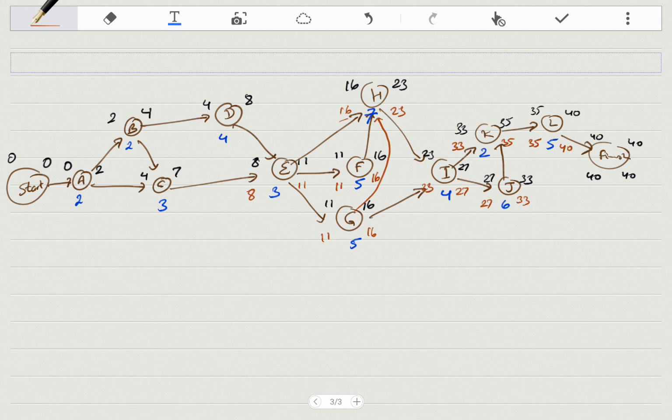11 minus 3 is 8. D has one successor, so I can just bring the 8. 8 minus 4 is 4. C has one successor, E, so 8. 8 minus 3 is 5.